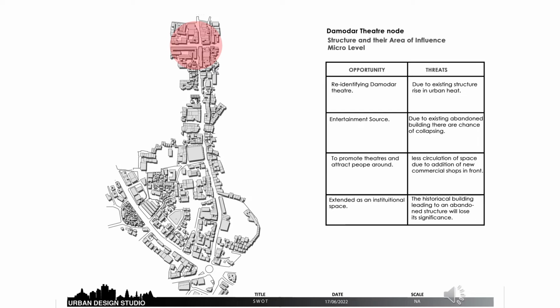The threats are that, due to the existing structure, there is a rise in urban heat. Also, there are chances of collapsing, and less circulation space due to the addition of new commercial shops in the frontages of the buildings. The historical building leads to a structure which loses its significance.